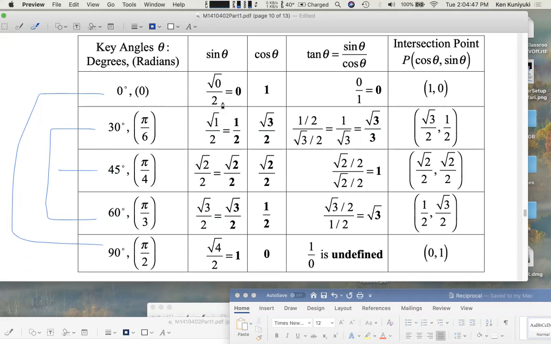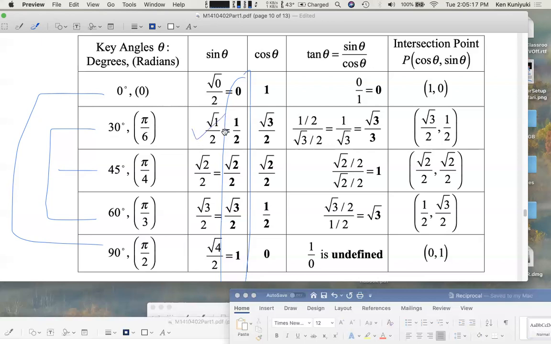Root 0 over 2 is 0. Root 1 over 2 is 1/2. Root 2 over 2 and root 3 over 2 are both simplified. Root 4 over 2 is 2 over 2, or 1. So these here are the values of sine of theta for these special angles. So sine of 0 degrees is 0. Sine of 30 degrees is 1/2. And that's a really good thing to remember.